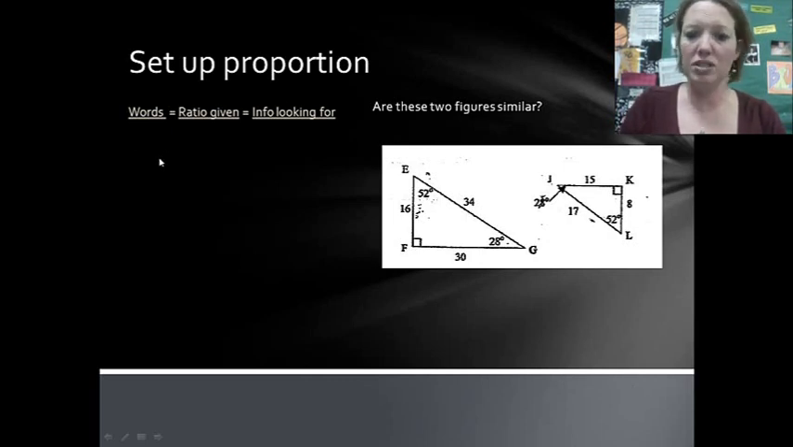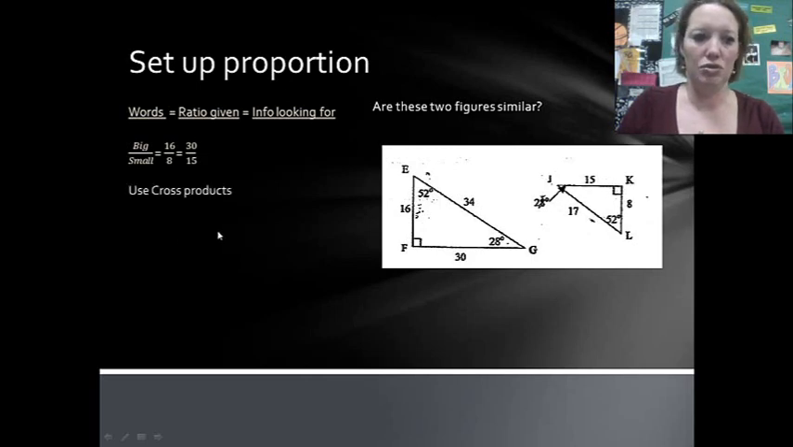So the words that I chose to use are big and small. So the big triangle over the small triangle. So I picked 16 from the big. The corresponding side on the small would be 8. Then I go back to the big and I pick another corresponding side, which is 30. And the corresponding side on the small one would be 15.